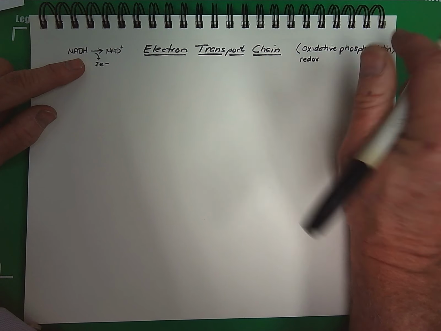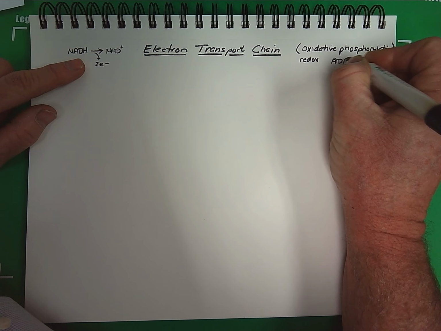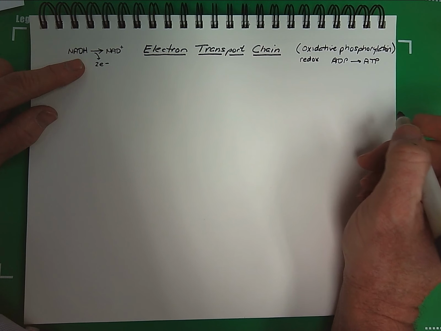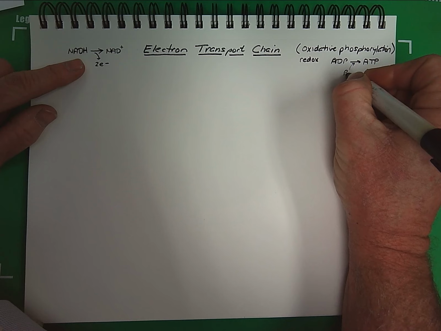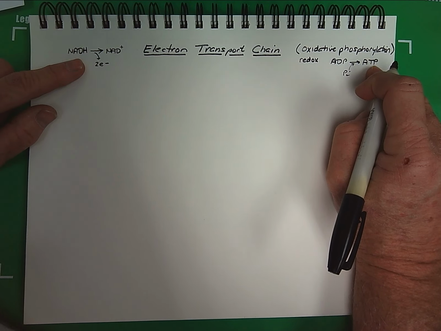The phosphorylation reaction is the last step of the electron transport chain, and this is where we are going to be converting ADP into ATP. So the phosphorylation of ADP using inorganic phosphate to generate our highly reactive energy molecule, ATP.